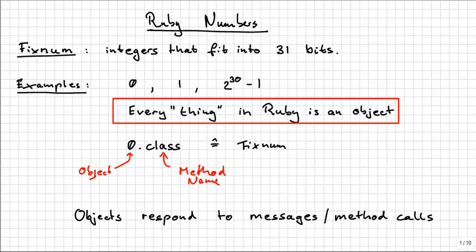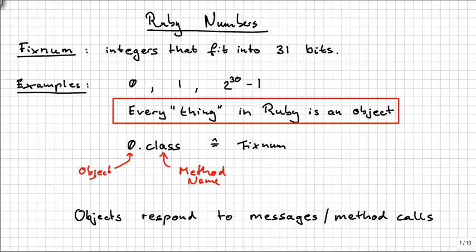And so we can call upon methods of these objects. As you see here, we call class upon object 0, which gives us the class of this object, and the class in this case is Fixnum. So objects respond to messages and method calls, and because numbers are objects in Ruby, they respond to these method calls as well.